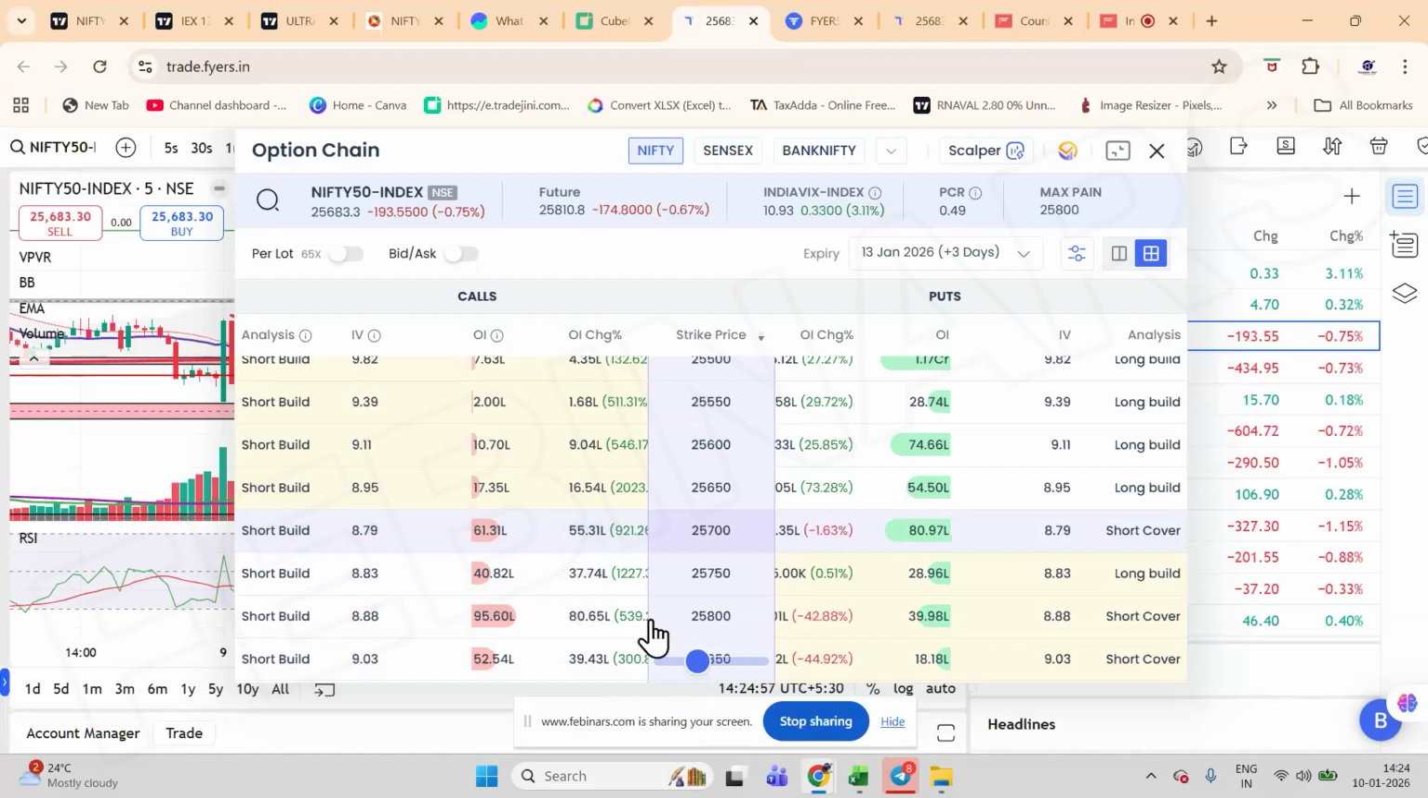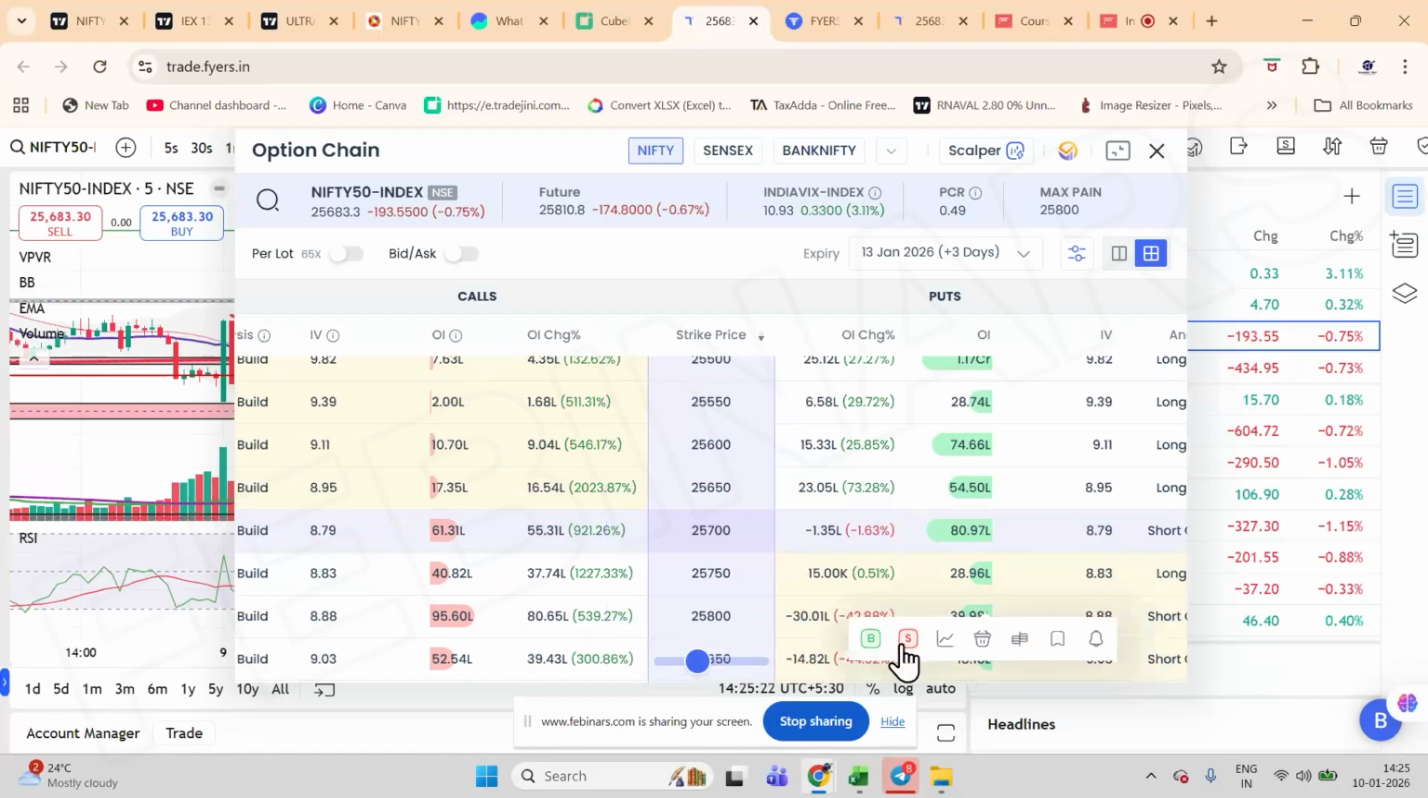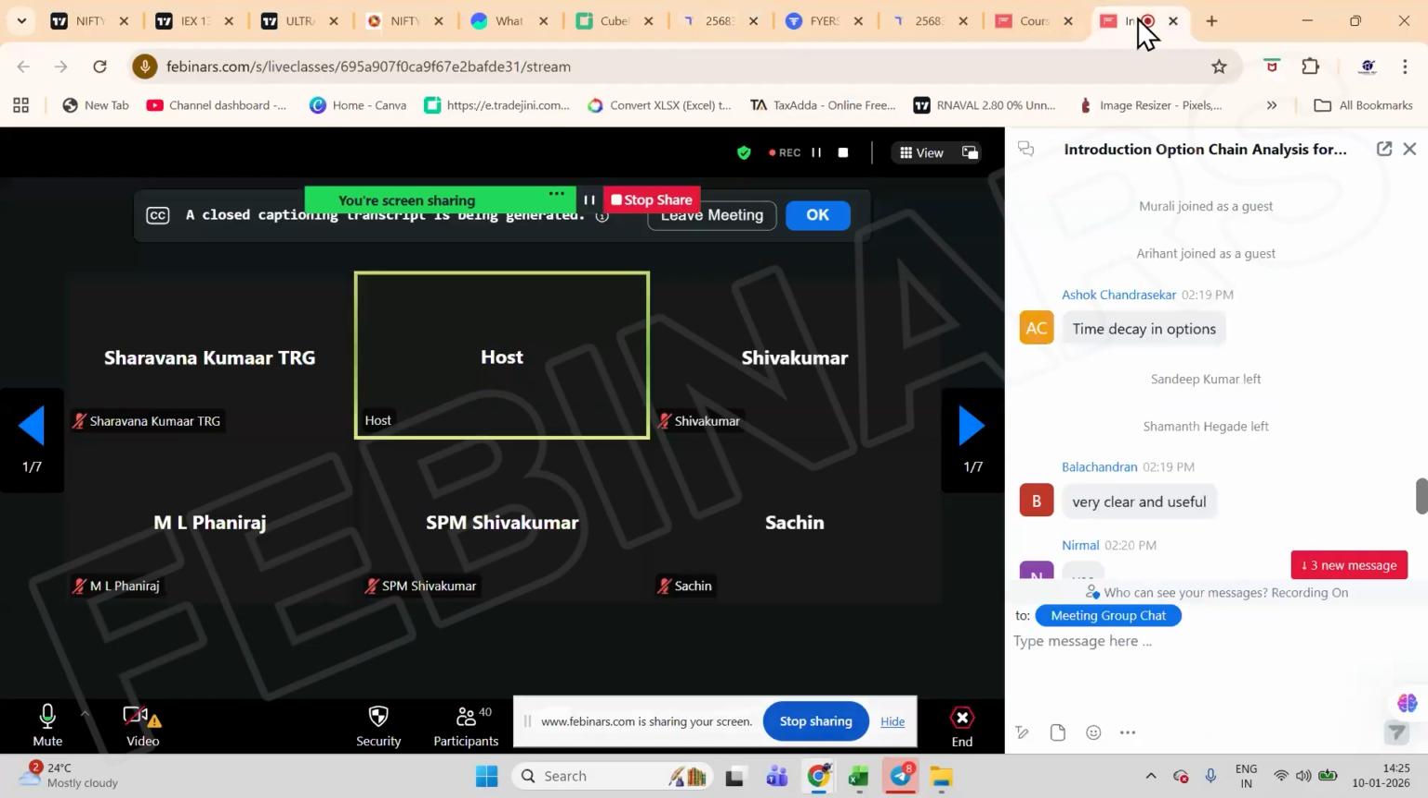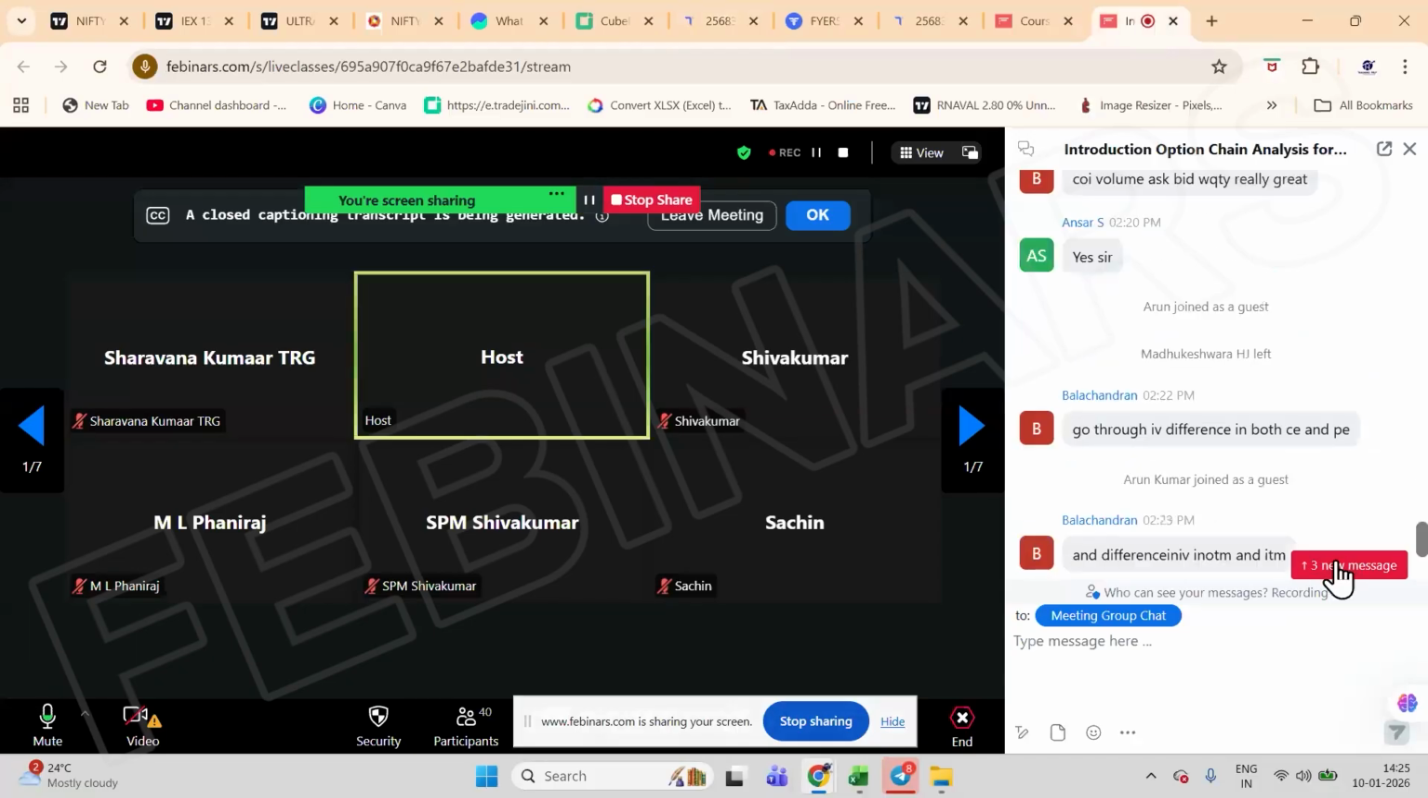So what does it hint? How do you need to understand if it is a short build up? If you are opening a broking terminal and change in open interest is positive on the call side or put side, then short build up is happening. If change in open interest becomes negative, then the shorts were covered. So this is the basic option chain analysis.